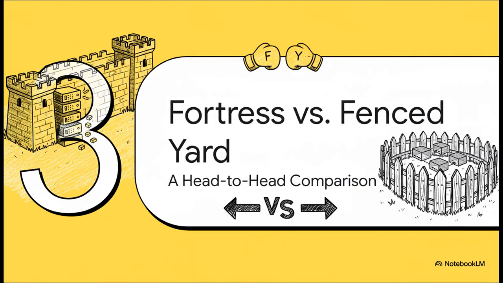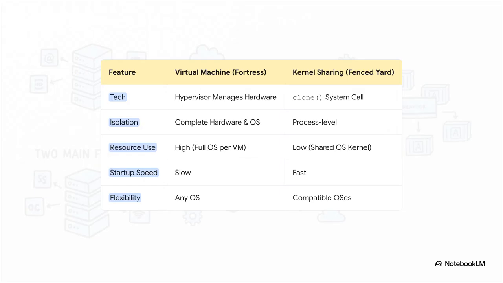Okay, so you've seen the fortress, and you've seen the fenced yard. Let's put them in the ring right now for a head-to-head showdown to really nail down what makes them so different. This table just lays it all out perfectly. Let's break it down. Over here, you've got the fortress, the virtual machine. It's built on a hypervisor managing the hardware. That gives you complete, total, ironclad isolation.